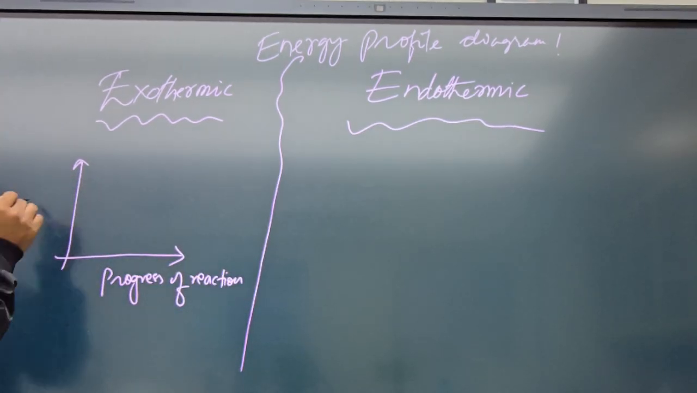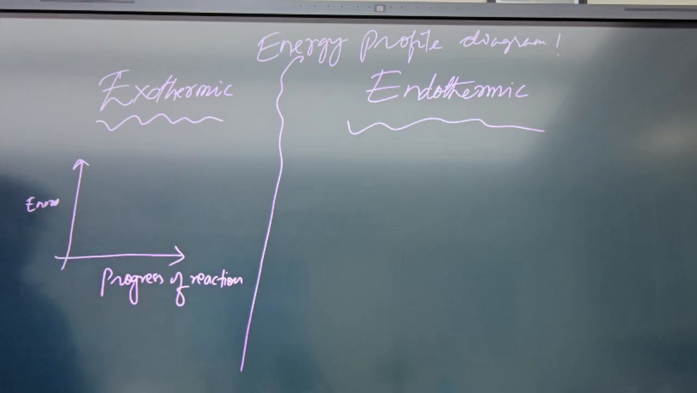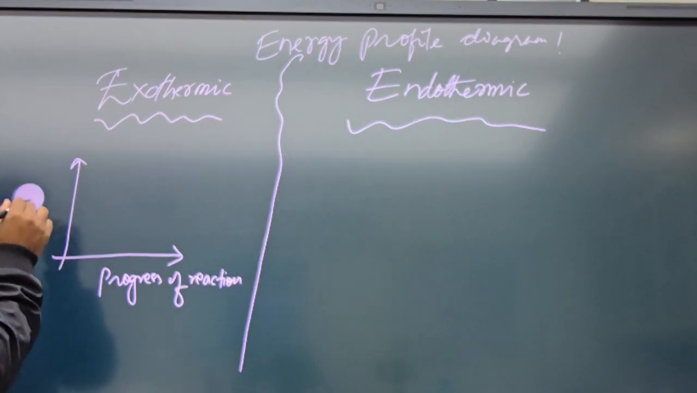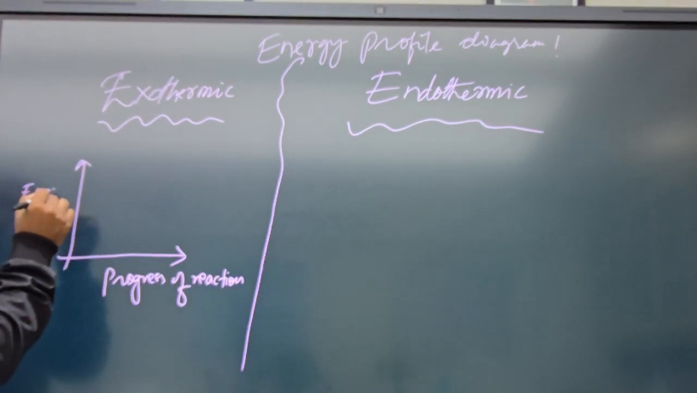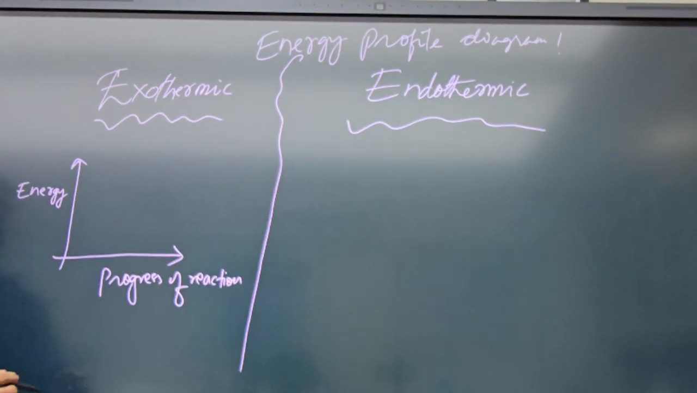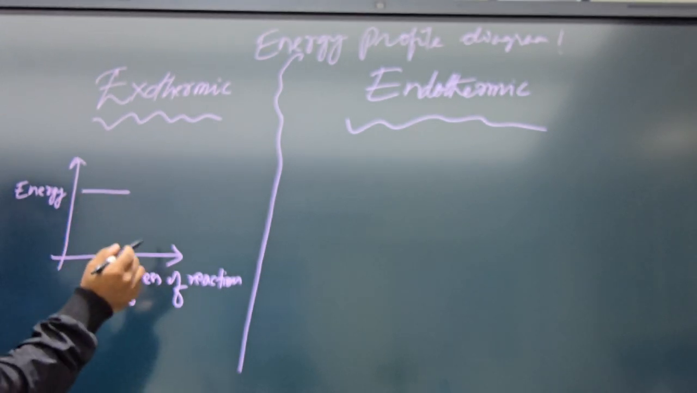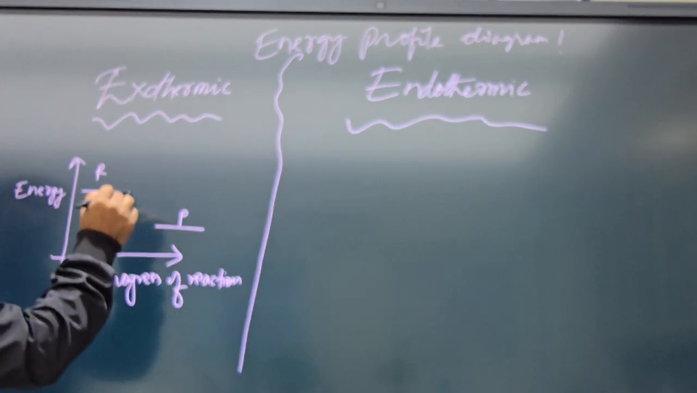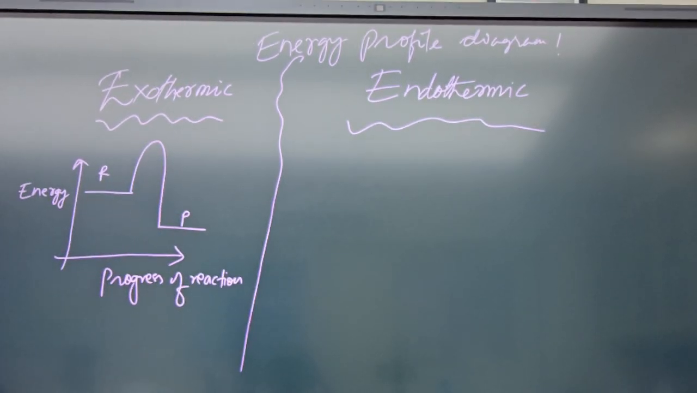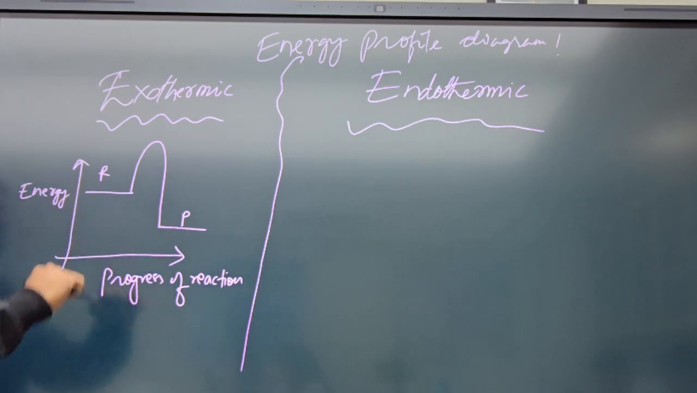How about the y-axis? Energy. Now this is your reactant for the exothermic reaction. This is called the reactant side and this is your product side. I'm showing this line. So you can see the energy of the product is lesser than the energy of the reactant because the energy has been lost. Therefore, the diagram looks like this.